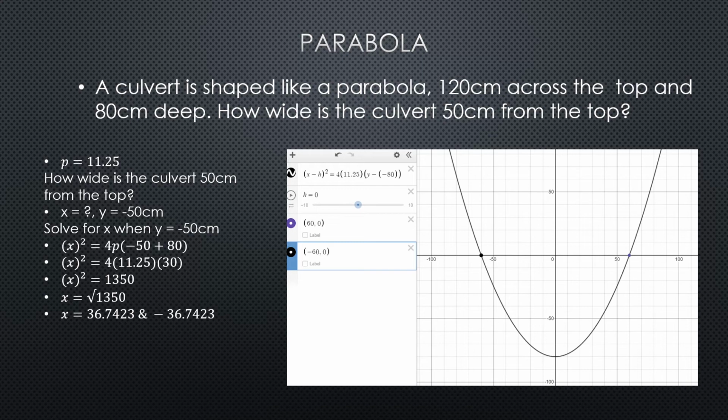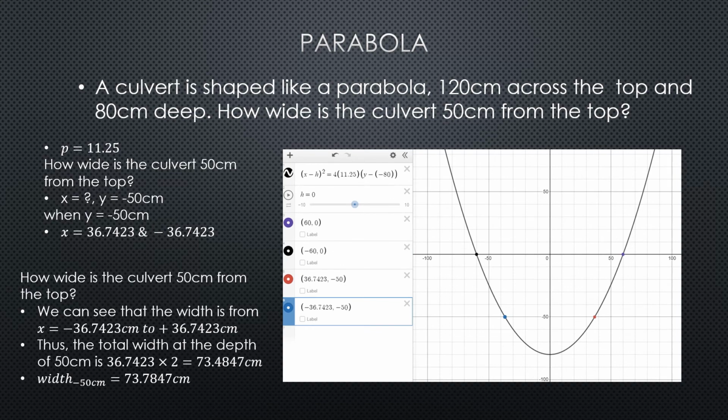And you can see that we end up with an x squared equals 1,350. And so when we take the square root of that 1,350, we get two different numbers. We get a positive 36.7423 and a negative 36.7423.